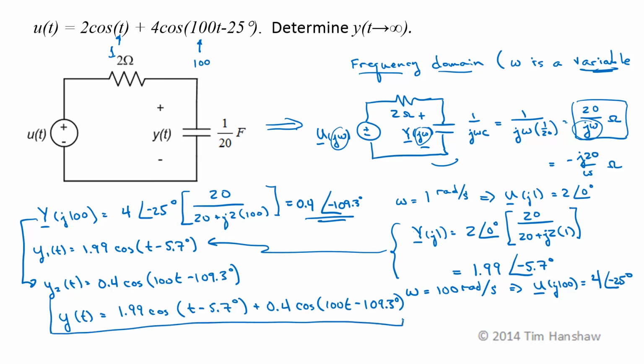And there's our answer. Now notice that you cannot superimpose these in the frequency domain. You can't superimpose the phasors. They don't have the frequency information in them, and you can't compare them directly one to the other. You need to get it back into the time domain before you do the superposition.